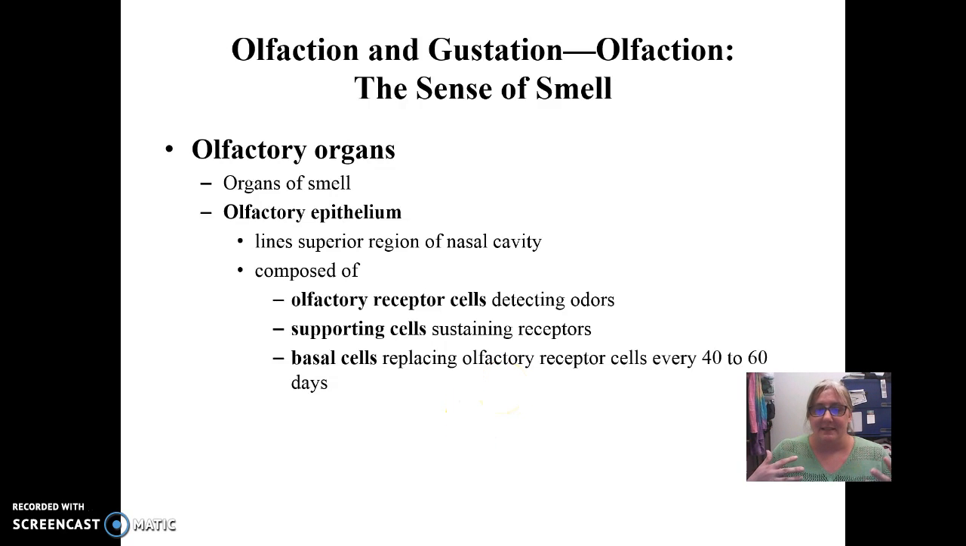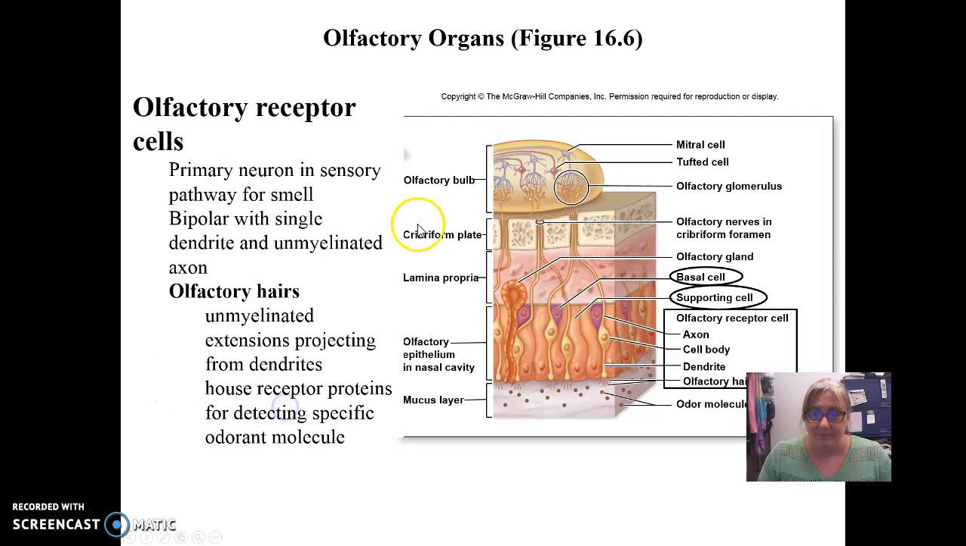They have no myelin sheaths, they just have little dendrites hanging out in the external environment. So these neurons actually have to be regenerated oftentimes. And because of that, we have receptor cells that detect the odors. We have support cells that help to protect the receptors. And then we have stem cells that are constantly replacing the olfactory receptor cells because they're getting damaged so often.